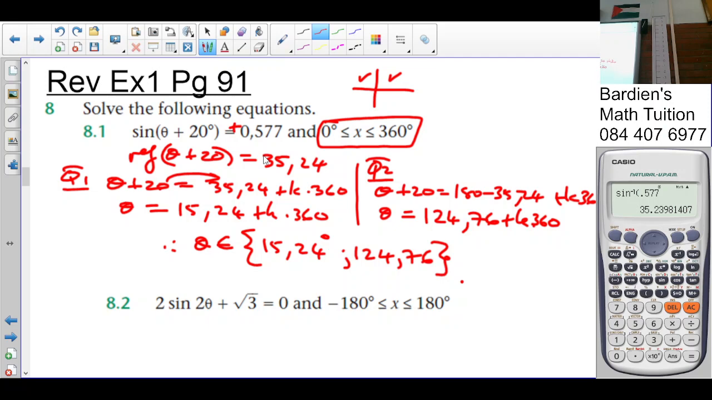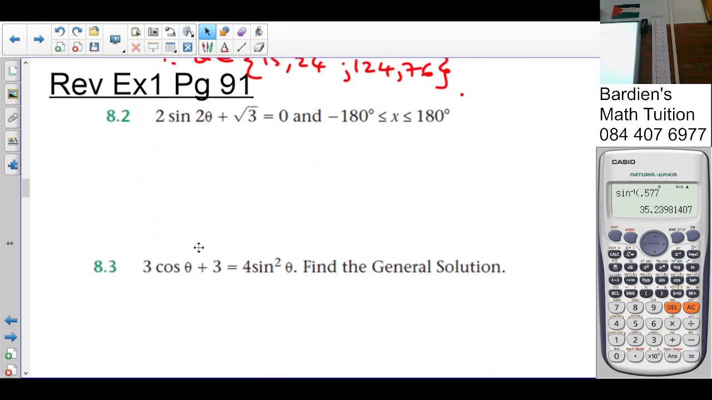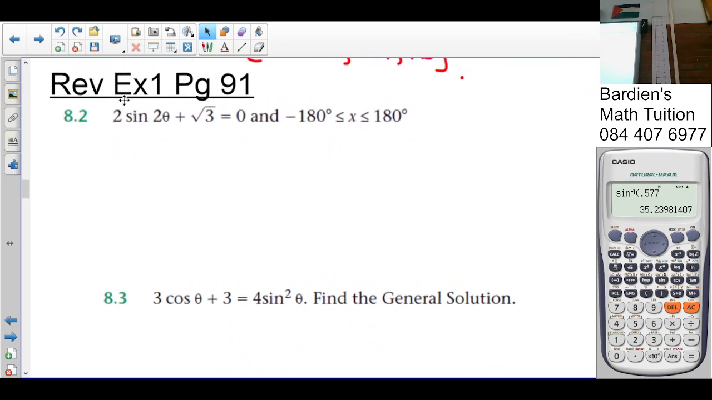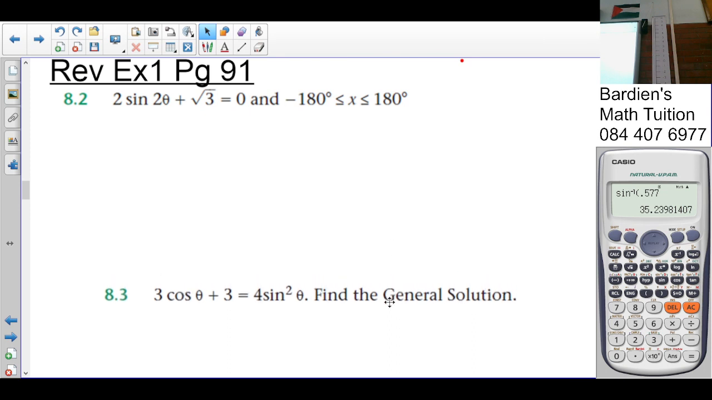So now to do general solution. The next one is 8.2. Again, you have a restricted domain scenario here.